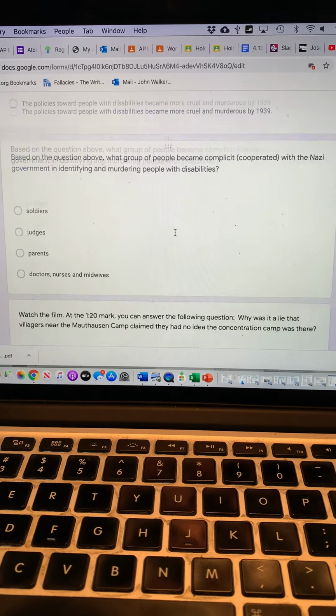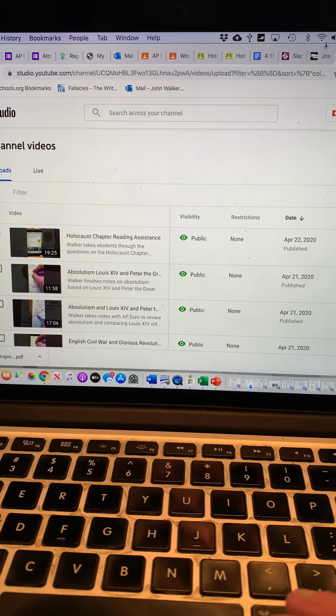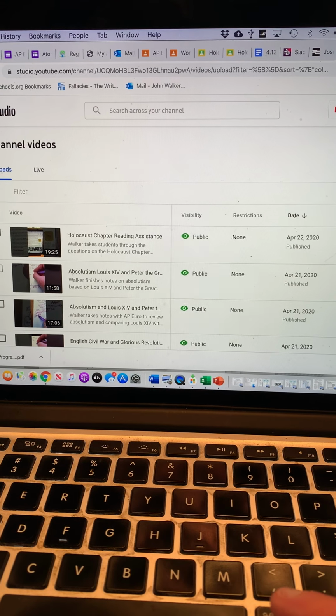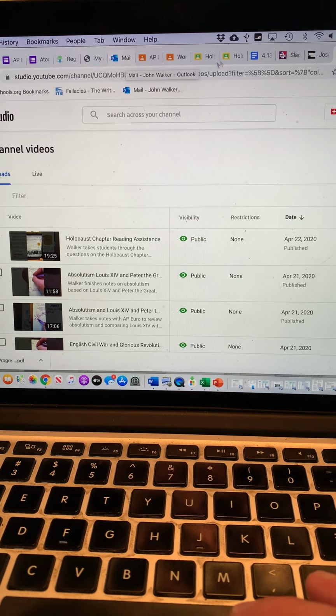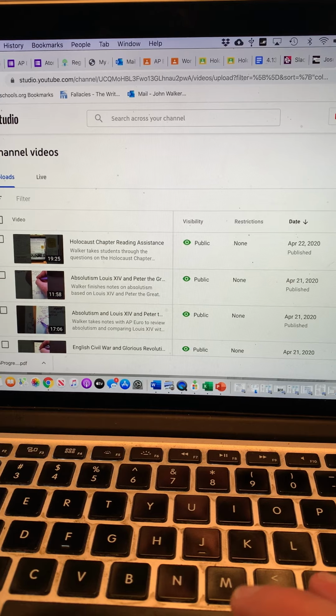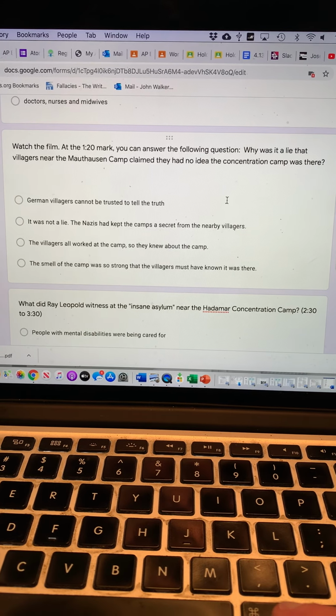Okay, at this point you're going to watch the film, and let's see. Actually, I'm not going to watch the film here. You can do that on your own. And the film you can find in the instructions on the page.